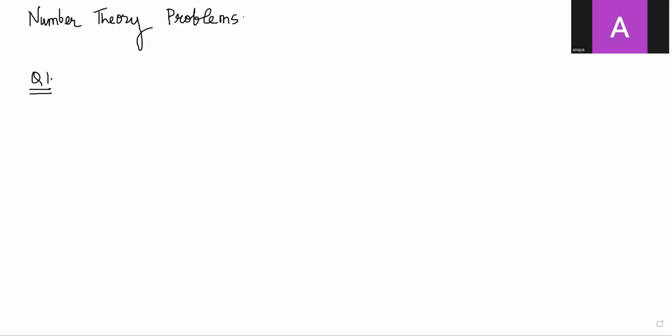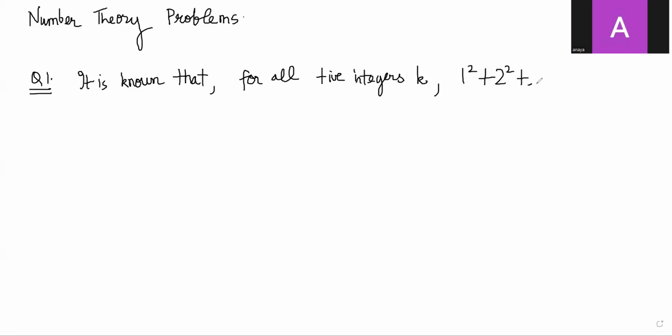The question is: it is known that for all positive integers k, 1 square plus 2 square up to k square is equal to k into k plus 1 into 2k plus 1 by 6. This is a formula. Now find the smallest positive integer k.